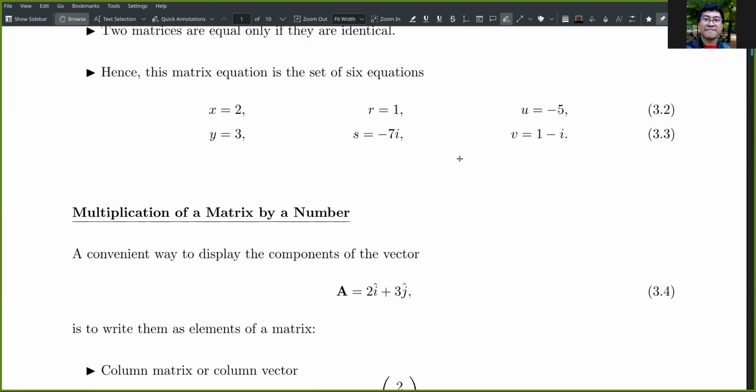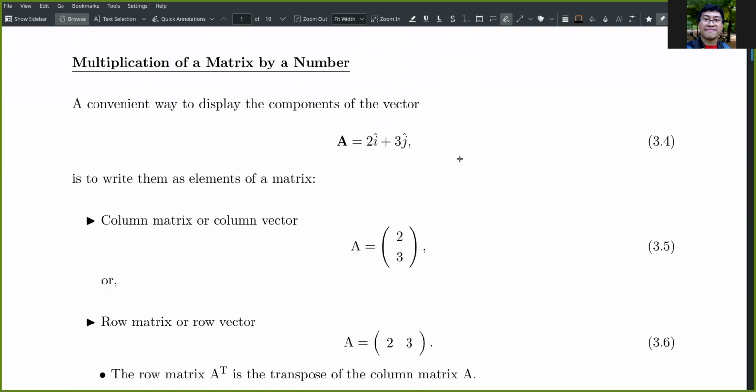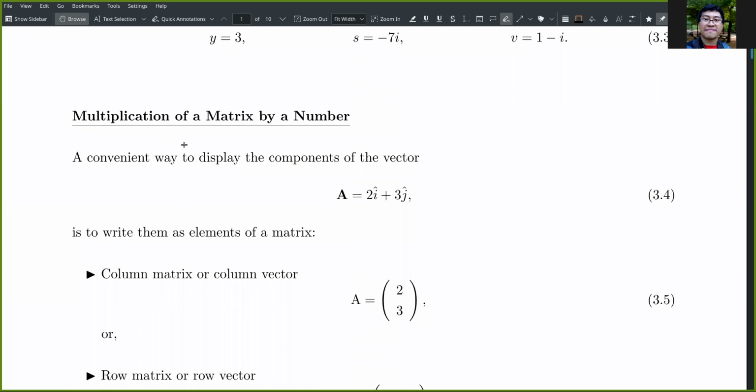For this case, if we multiply a matrix by a number, what we do is simply multiply each element by that number.